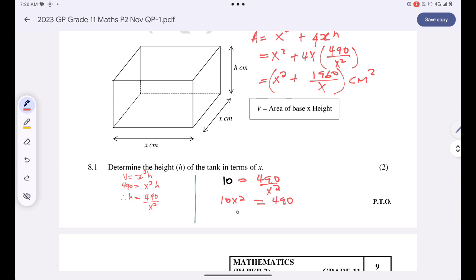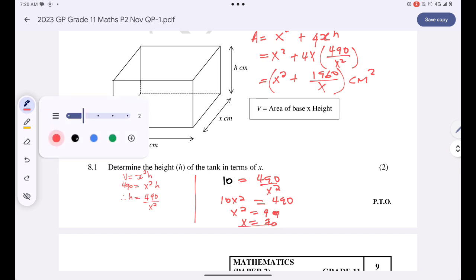Divide both sides by 10. I'll simply get x squared is equal to 49. Take the square roots on both sides. x is equal to 7. Let me confirm: 490 divided by 10, then the square root of the answer, x is equal to 7, right? So now I know that x is equal to 7.